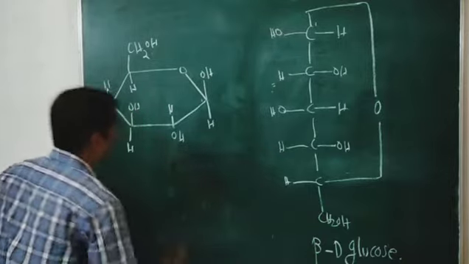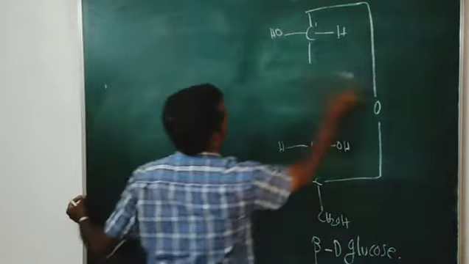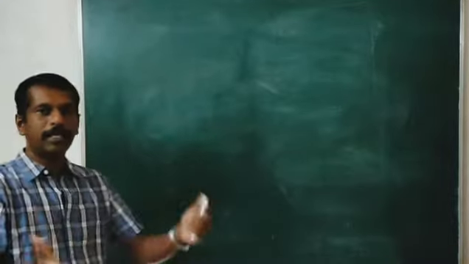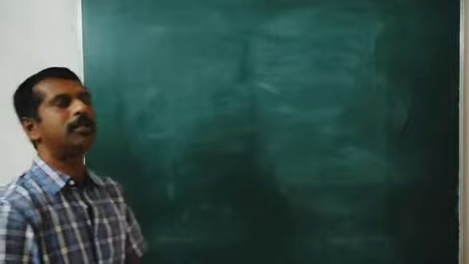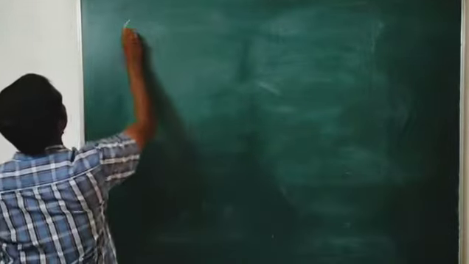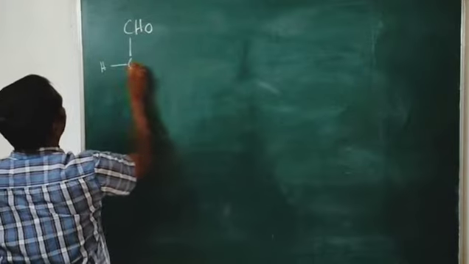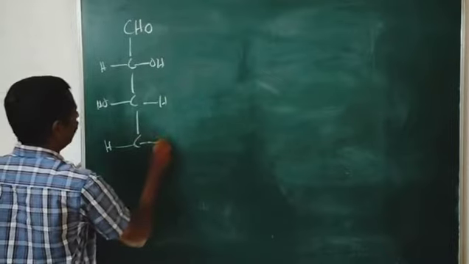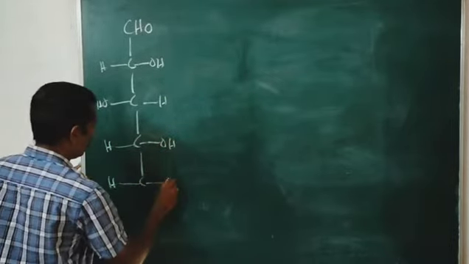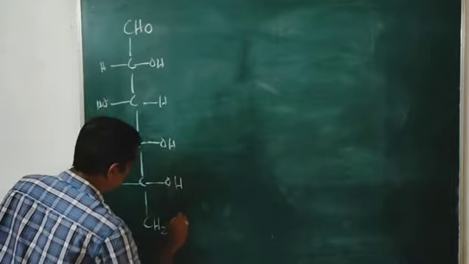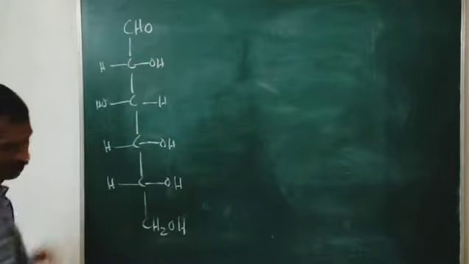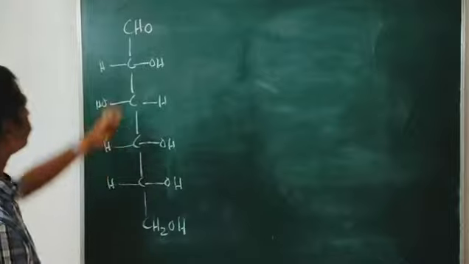Now, why is there a possibility of forming alpha and beta structures? Look at it here. We start with our open structure. D-glucose is CHO, CHOH, COH, H, CHOH, CHOH, CH2OH. Carbons 1, 2, 3, 4, 5, 6. This is our glucose.